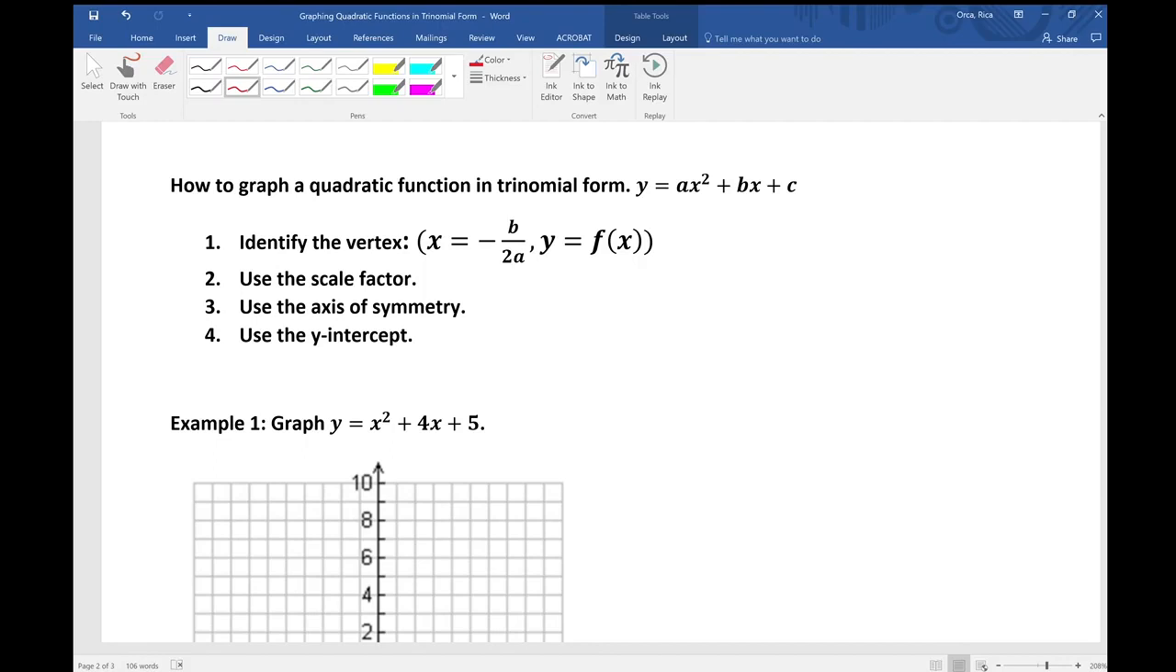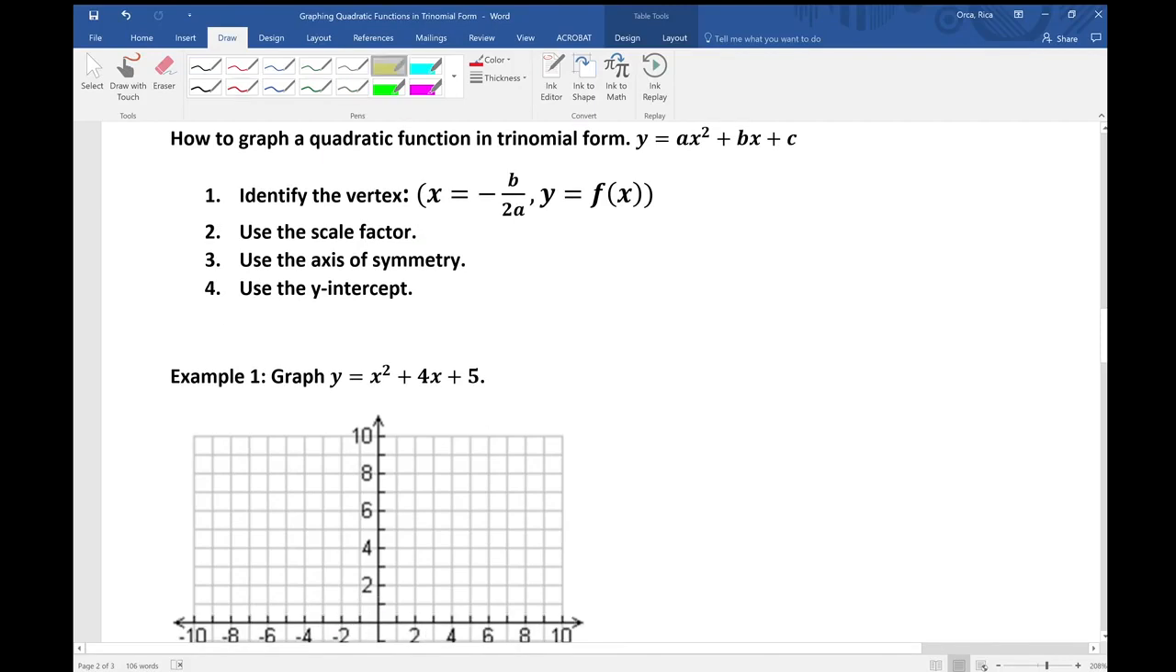Well, step number 1, you have to identify the vertex. Step number 2, you're going to use the scale factor. Step number 3, use the axis of symmetry. Step number 4, use the y-intercept.